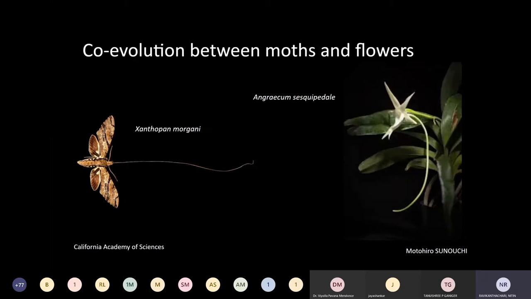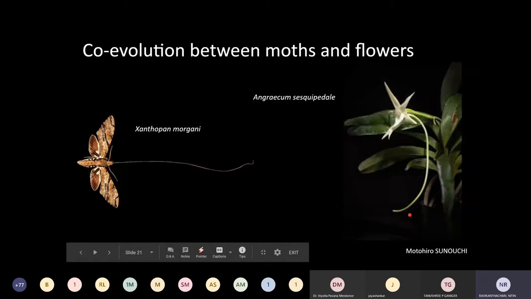So when Darwin got specimens from Madagascar, he saw this plant here. It's an orchid known as the star orchid. He was very surprised by the flower. The flower is probably 4 or 5 centimeters in length, but it had a 30 centimeter long corolla tube. The minute he saw it, he said, I wonder what kind of moth could be pollinating it. He knew it was a moth because it bloomed at night and had a very fragrant smell.